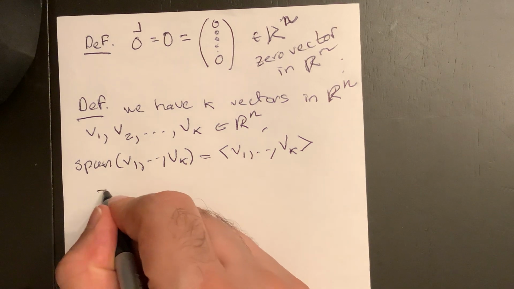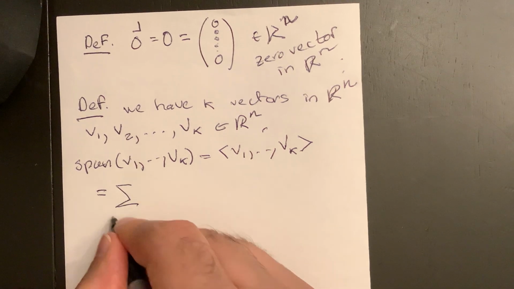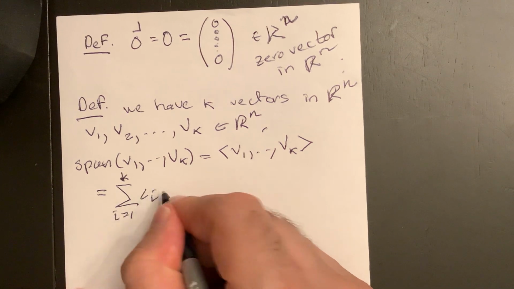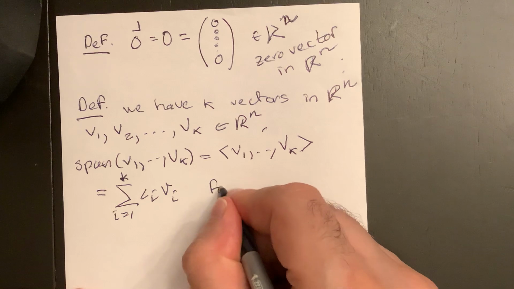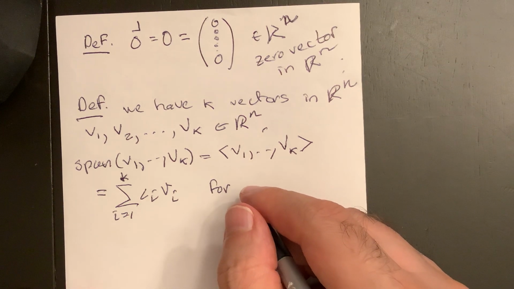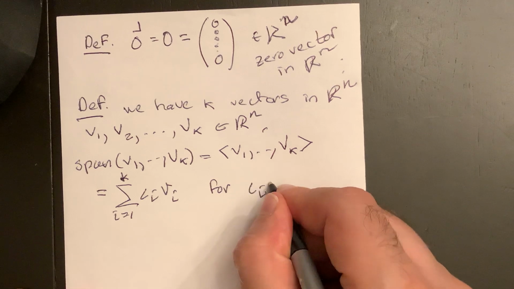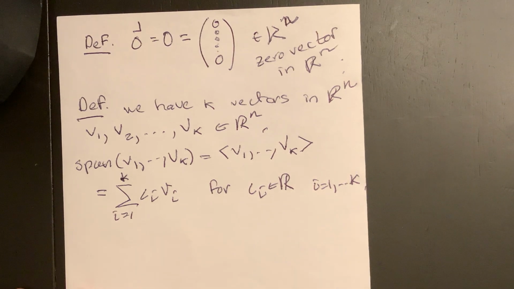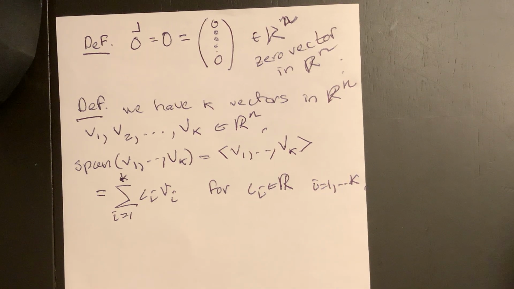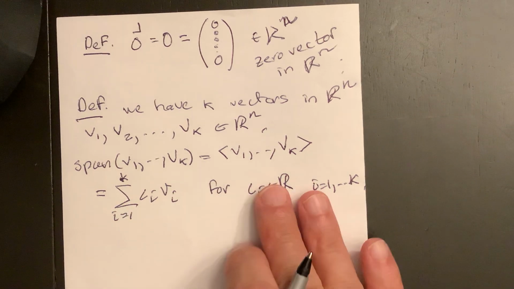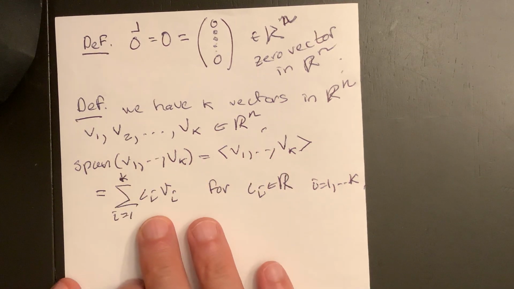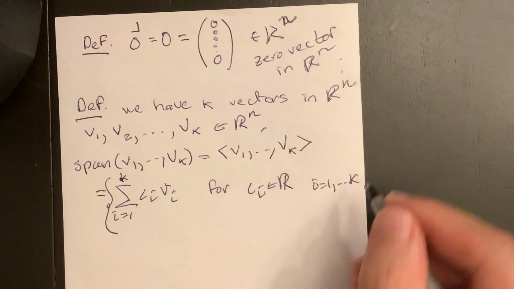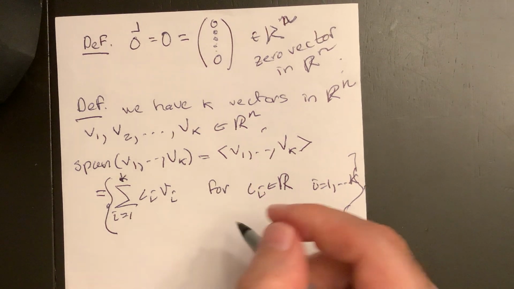So how would you write that? The summation, say i equals 1 to k, of ci vi, for a bunch of ci's in the real numbers, i equals 1 to k. Okay, so this is the span. As long as the ci's are in R, I have this. So it's the set of these sums, like this.